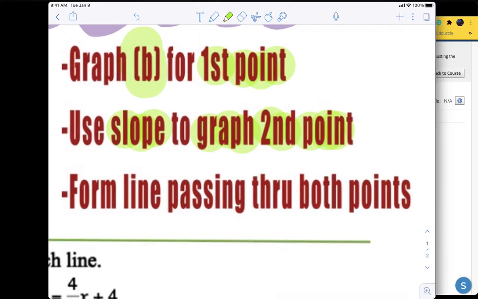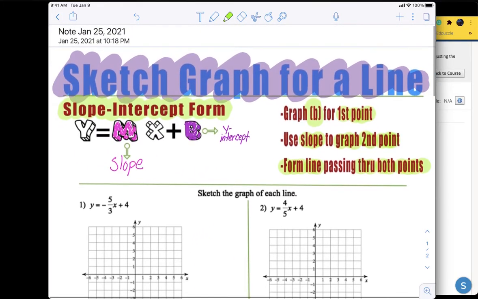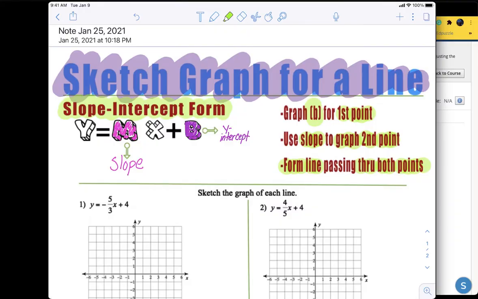Finally, the third bullet point there is form a line passing through both points. So we're going to form a line passing through both points. All right. So that being said, let us do our first example here.